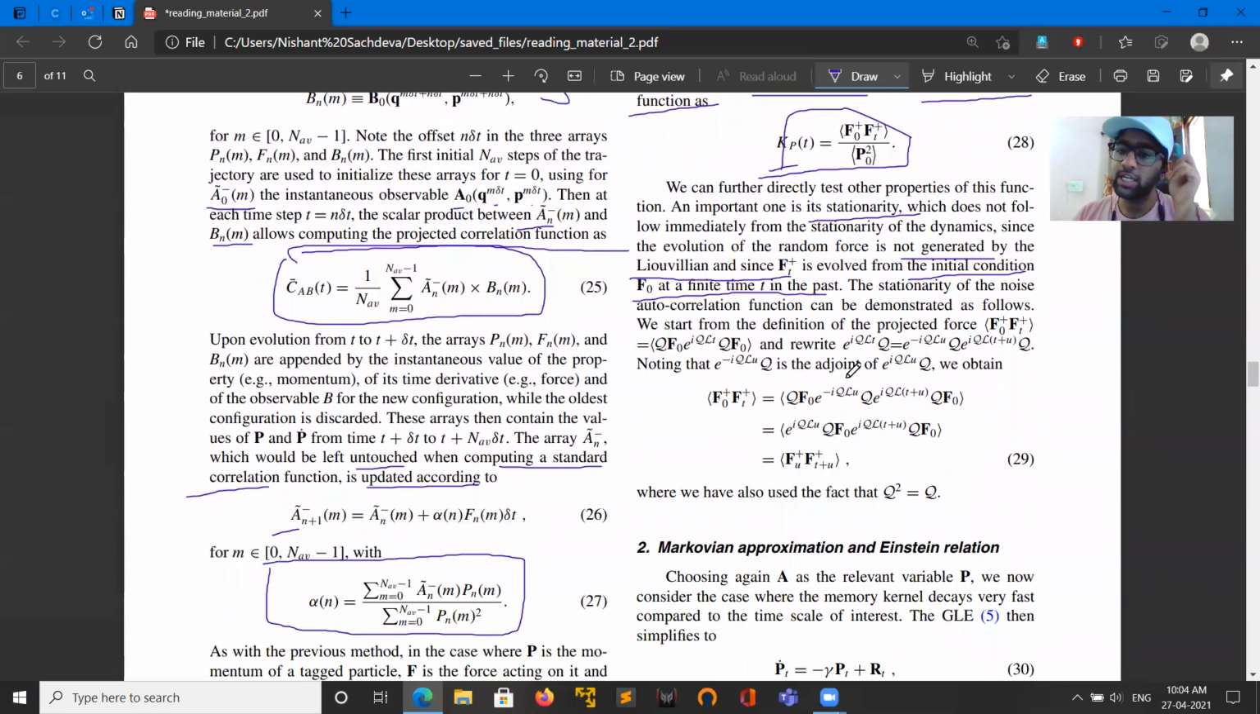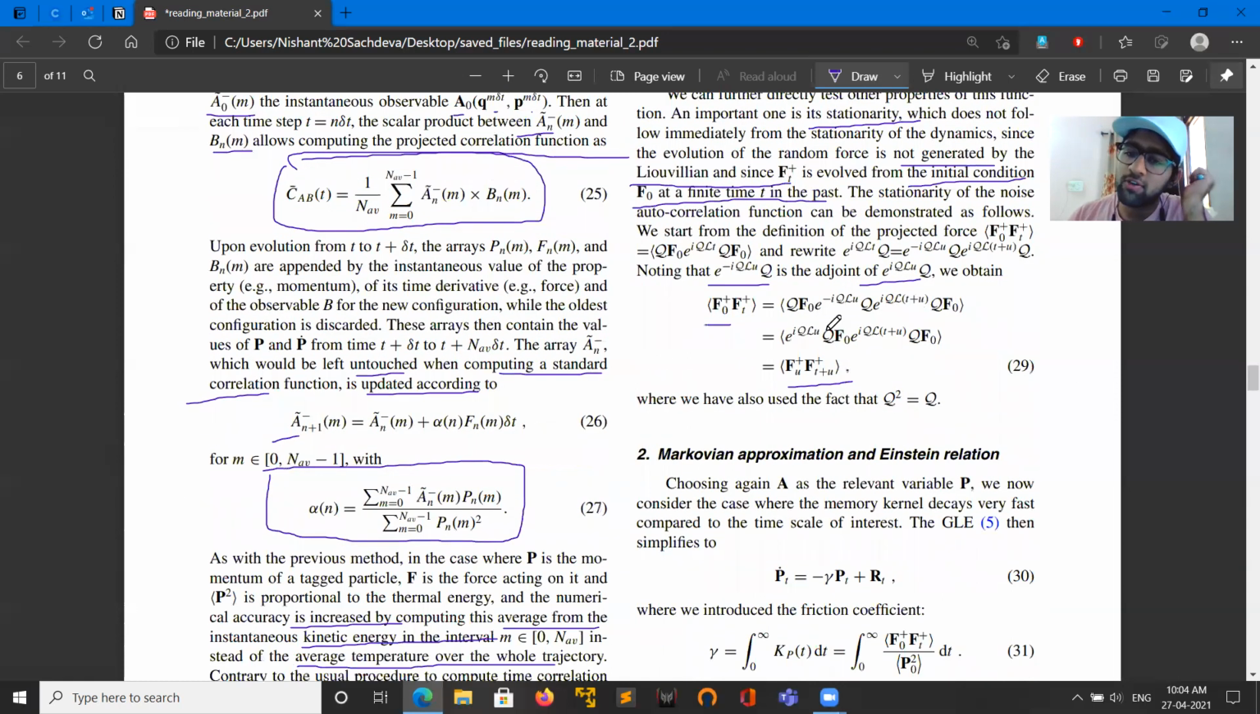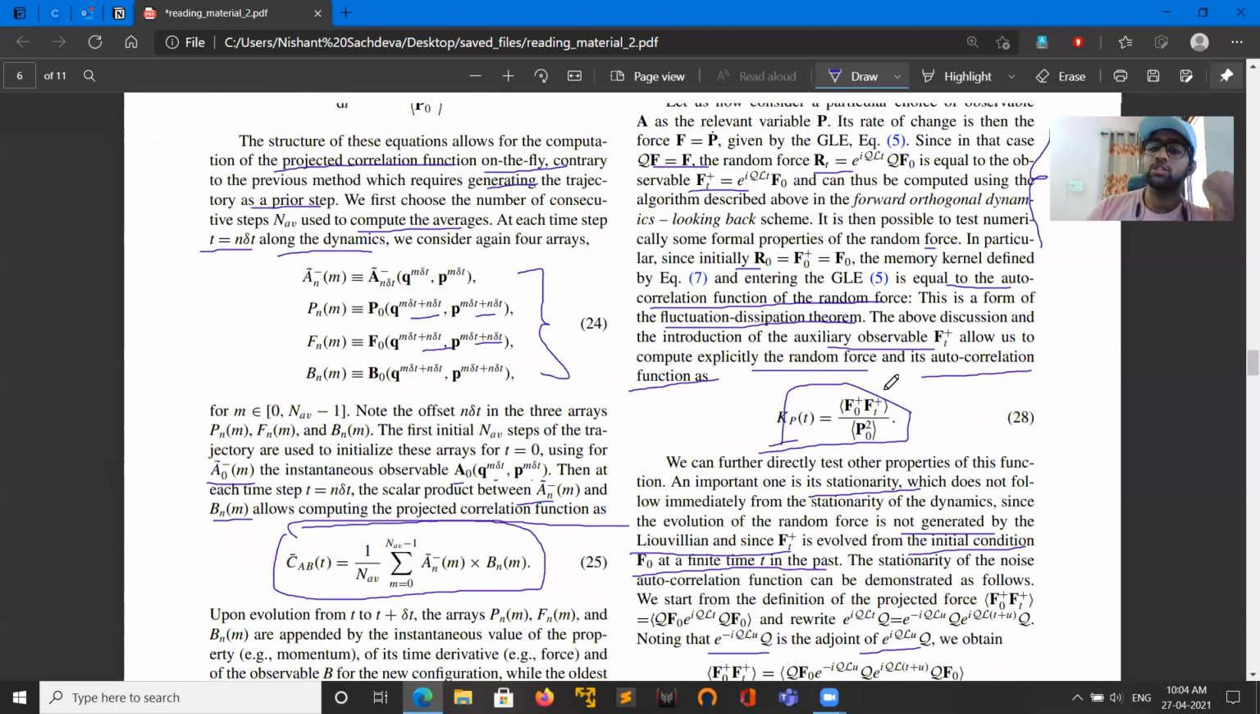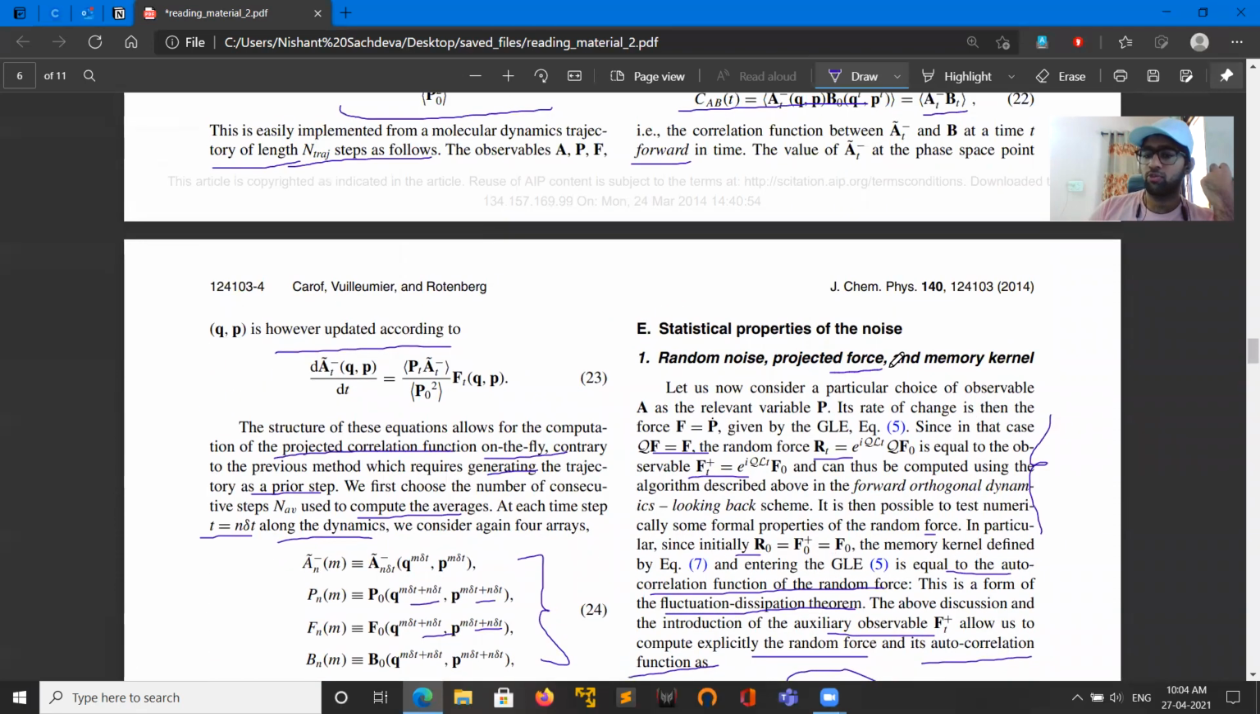So, the stationarity of the noise autocorrelation function can be demonstrated as follows. We start from the definition of the projected force, F_0^+ F_t^+, and rewrite e^{iQLt} as e^{-iQLu} Q e^{iQL(t+u)} Q, noting that this variable here is the adjoint of this variable here. We saw this before as well, so I'm not going to repeat that. We obtain the average of F_0^+ F_t^+ as F_u^+ F^+(t+u), where we have also used the fact that Q squared is Q. So this was the random noise force and the memory kernel.